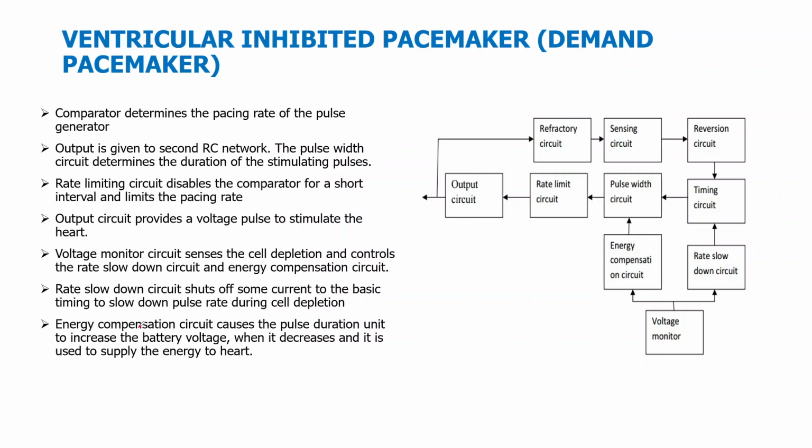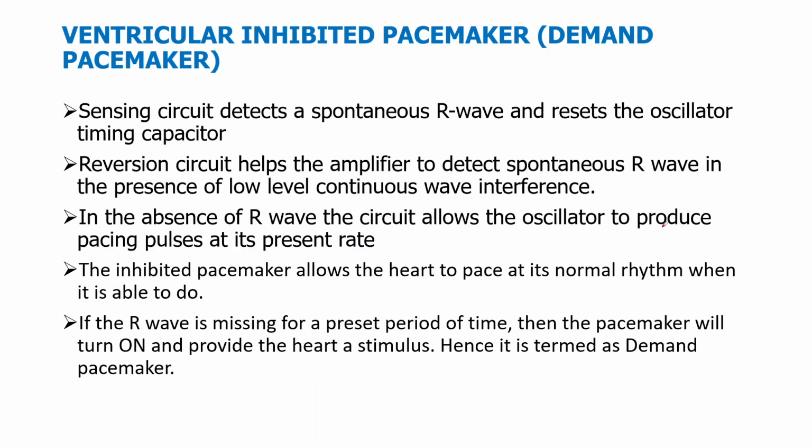And the energy compensation circuit acts on the pulse duration, and the major aim of the circuit is to increase the battery life. Since we are keeping the pacemaker internally, energy is very important. Another thing is that the main aim of this demand pacemaker is demand. If the R wave works properly, it won't generate pulses. If the R wave works partially, depending upon the need, it will provide pulses to the heart.